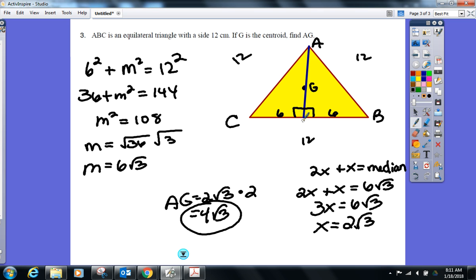Good question. The 2 part in 2 to 1 is always from the vertex to the centroid. Always. So if I drew from B here, BG is the 2 part, the other part's the 1 part. It's always from the vertex to the centroid that is the double part, the bigger part. Okay?